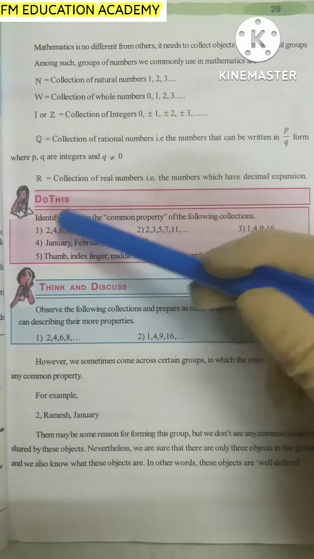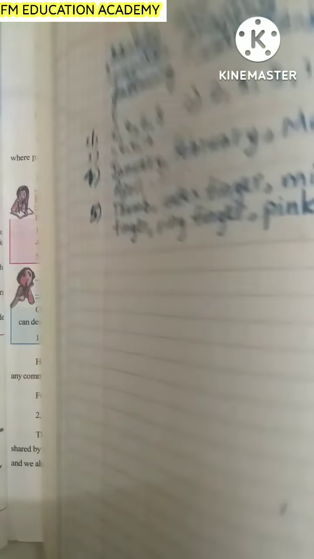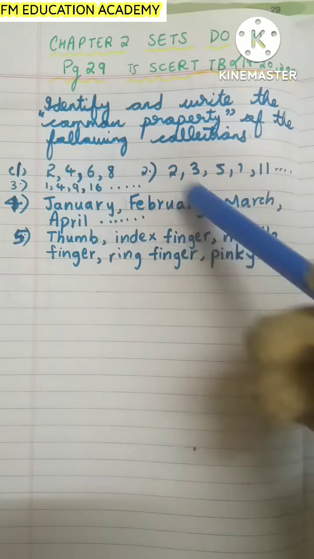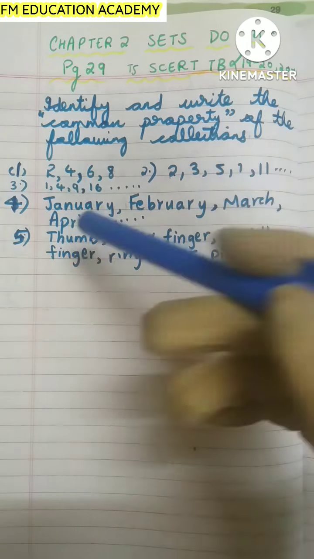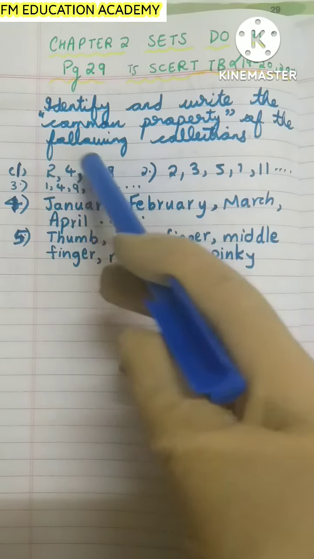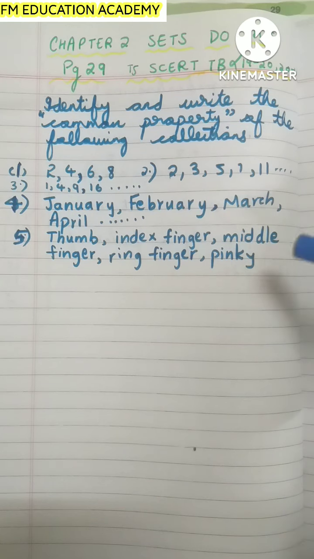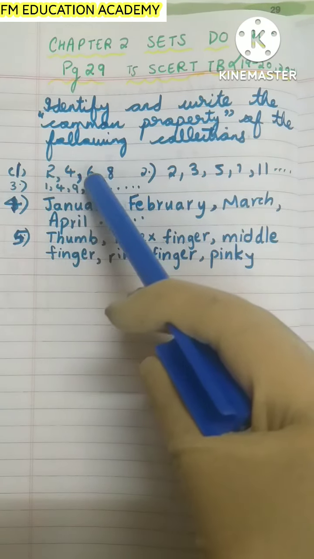The question is, identify and write the common property of the following collections. Five questions are given to you. I have written the questions in the notes also. We have to identify which property this is, and then write the property. Property means what feature is being given to you, what feature you have to answer. So observe the first question: 2, 4, 6, 8.